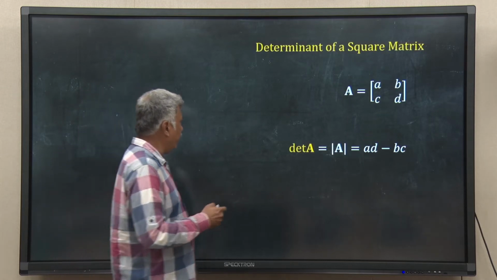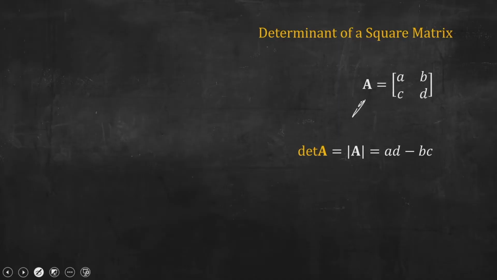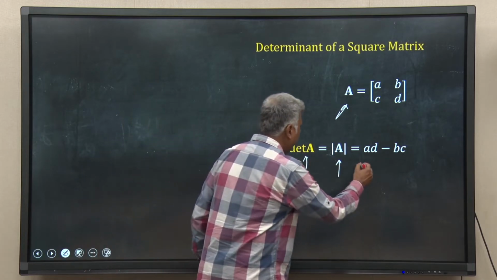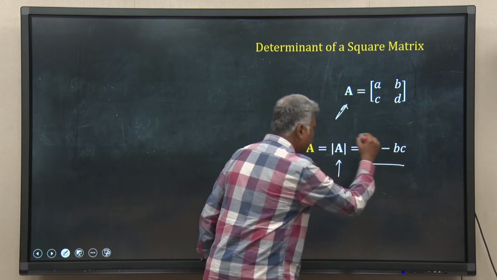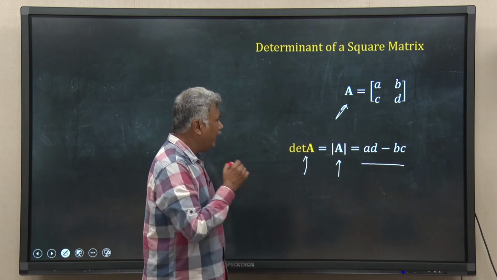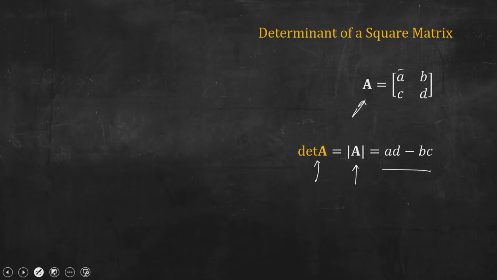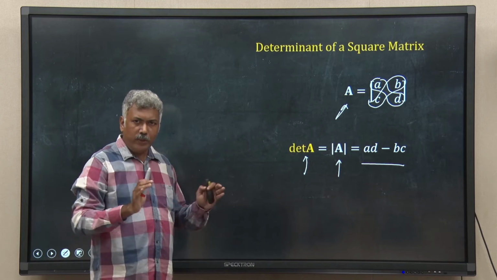I have taken a matrix A, with entries a, b, c, d, and its determinant by definition is written as det of A, or sometimes people write it between two straight lines. So, the determinant of A, for this 2 by 2 system, is a into d minus b into c. What is a into d? You are actually multiplying these two and then subtracting b into c. That is simple. So, you can do it by paper and pen.